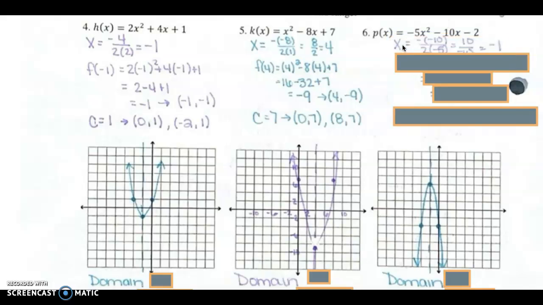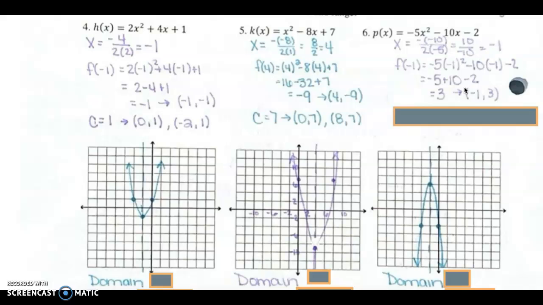Number 6, your axis of symmetry is at negative 1. So that is right here. Plug that into your function, and you get 3. So our vertex is at negative 1, 3.